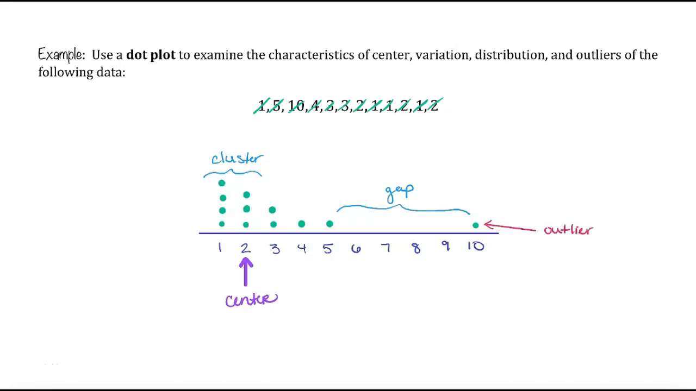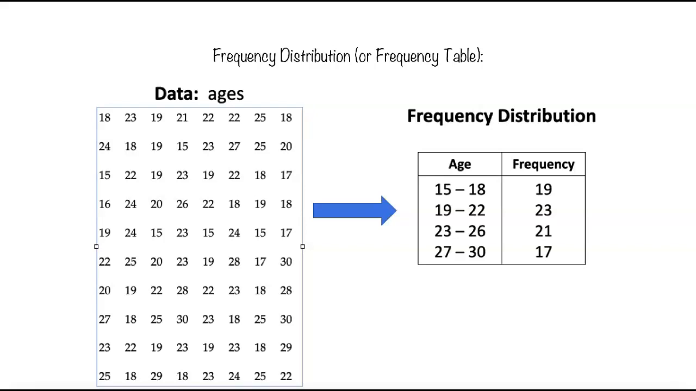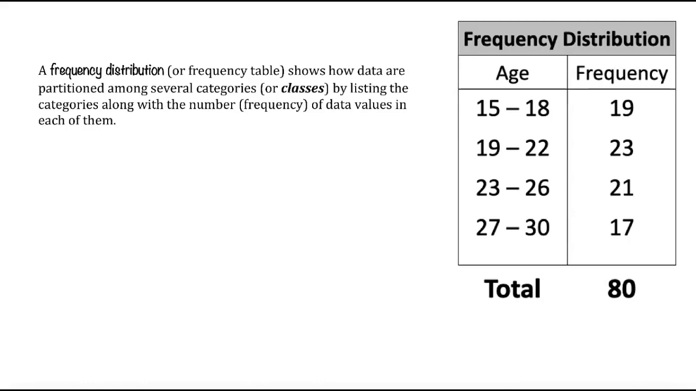Now let's change the conversation and look at a frequency table. While a dot plot can show us some important features of a set of data, it may not be very useful if you have a very large data set. That's where we will focus on a frequency distribution or frequency table. A frequency distribution shows how data are partitioned among several categories or classes.